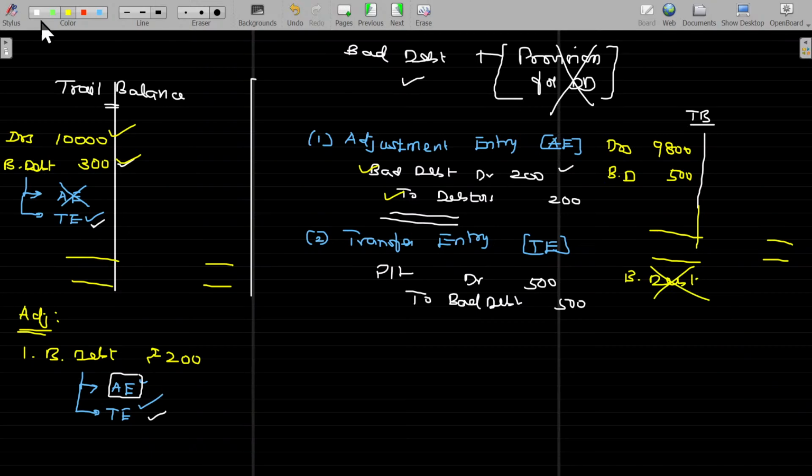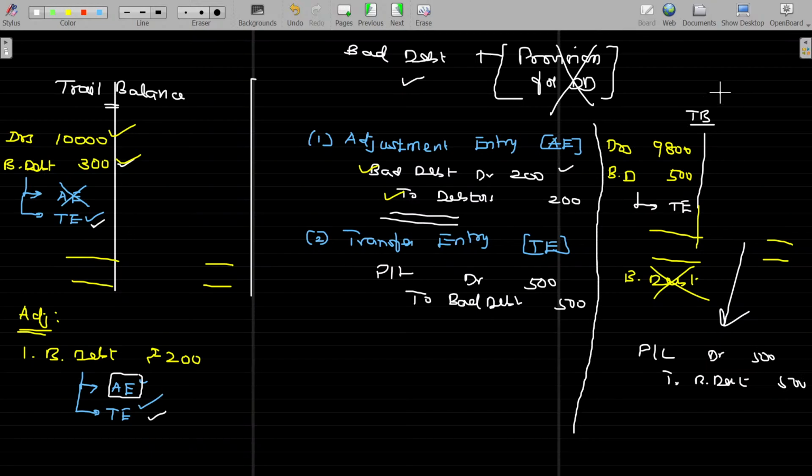Now what do you have to do? You have to do only the transfer entry for the bad debt available in the trial balance. Whatever things are available in the trial balance, we need to pass only the transfer entry. We don't pass the adjustment entry. Only after passing the adjustment entry does it come inside the trial balance. So hereafter you don't do any adjustments, only the transfer entry. If I pass the transfer entry, the journal entry here being P&L account debit to bad debt 500. Is that okay? Hope you could understand.